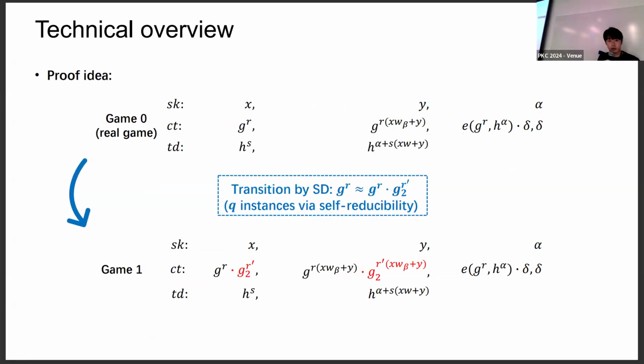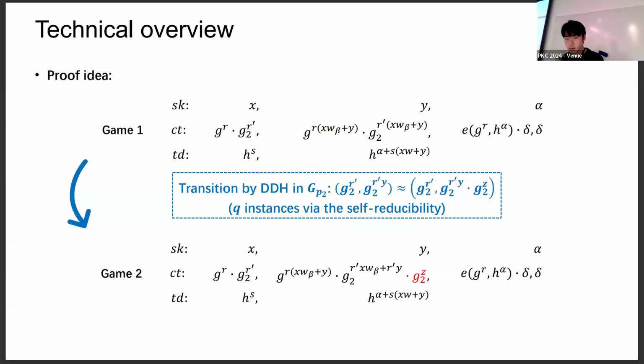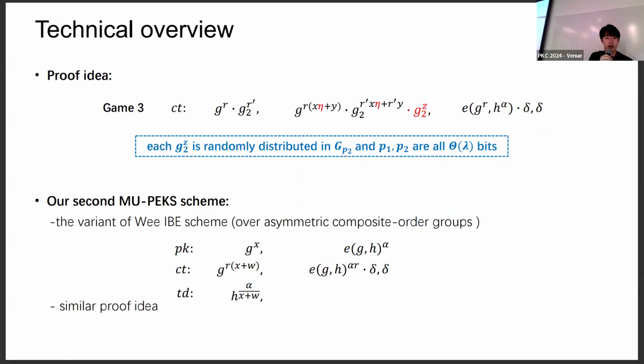This is our proof. We first copy the terms in group GP1 to group GP2 by the SD assumption. We can transfer Q ciphertexts at once due to the self-reducibility, which means we can use one instance to produce Q instances, and then we can use Q instances to simulate Q ciphertexts. Next, for each ciphertext, we introduce the entropy to the ciphertext by the DDH assumption. In the last game, for each ciphertext, there is fresh randomness in the ciphertext. So we can replace the keyword with a random keyword.